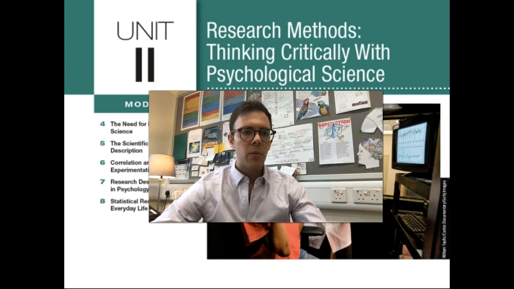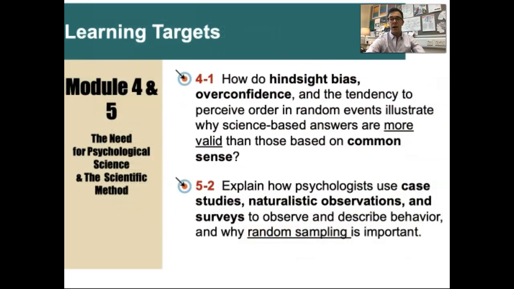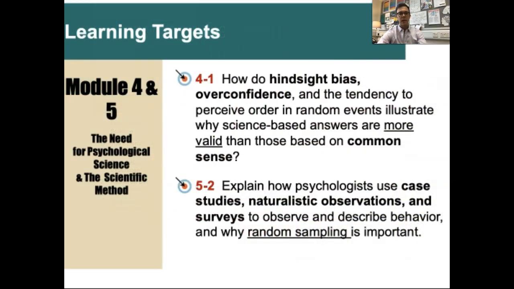So today we'll be looking predominantly at modules 4 and 5 as we look at the need for psychological science. And we're actually not going to talk about experiments today, but we are going to look at cognitive biases and specific scientific methods used, like case studies, naturalistic observations, and surveys, and kind of compare the three and see the differences, positives, and advantages, and also disadvantages of those types of research methods.